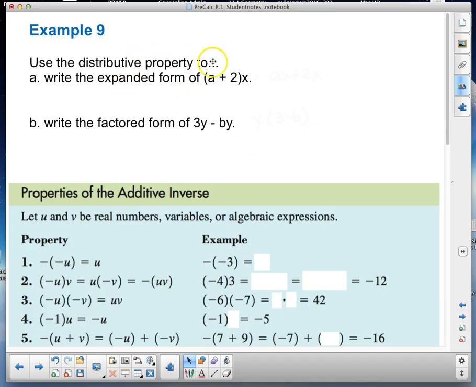Now, use the distributive property to write the expanded form. So I want you to expand it out and get x times a and x times 2, so you get ax plus 2x. And write the factored form of 3y minus by, which has y's in both of them, so you factor out a y, and y times the quantity 3 minus b.